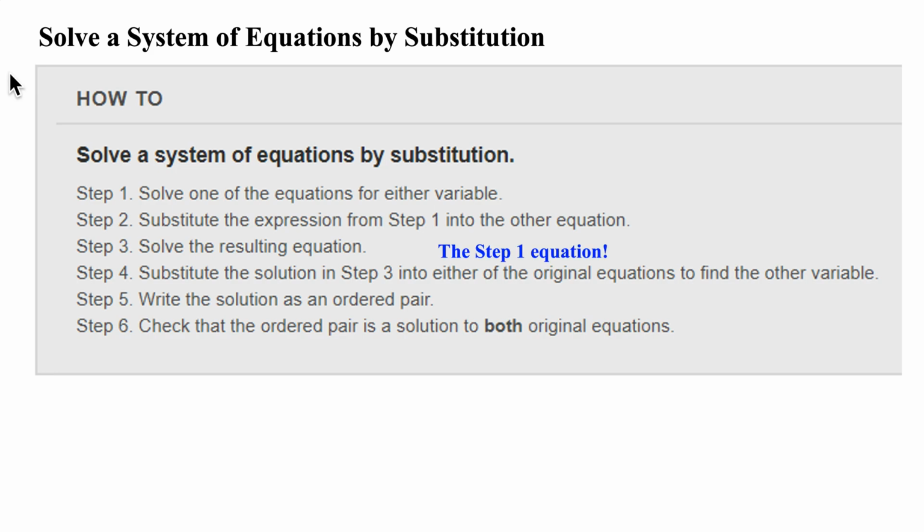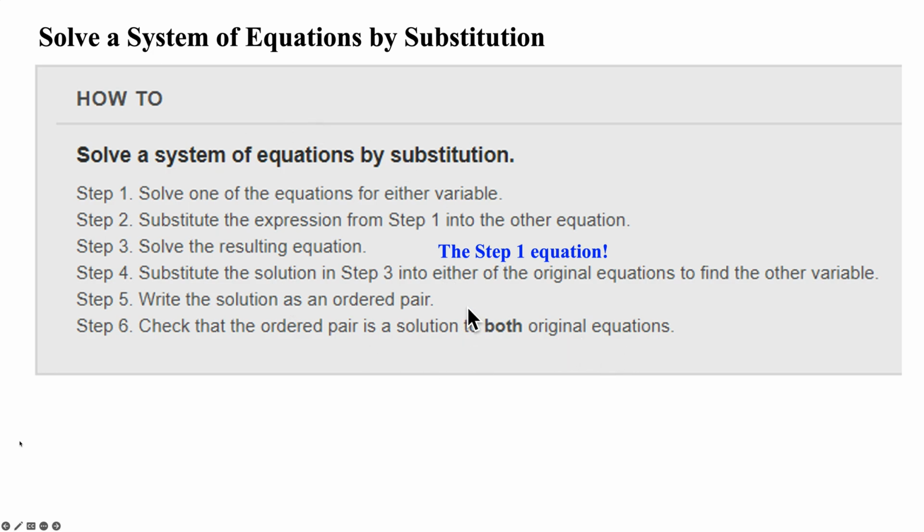No, I would say step one. Cross out step three, make it step one. That's the better choice, trust me. Five, write the solution as an ordered pair. Six, check by plugging your solution into both equations.